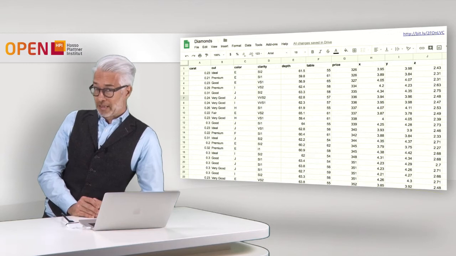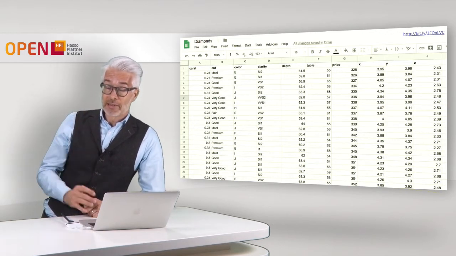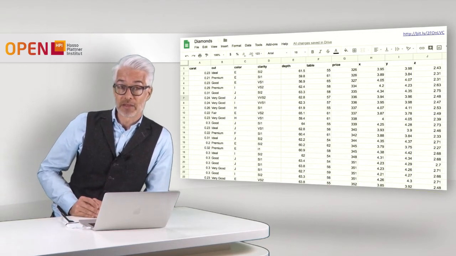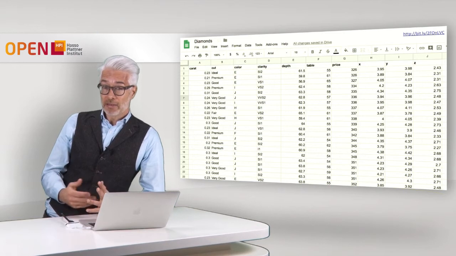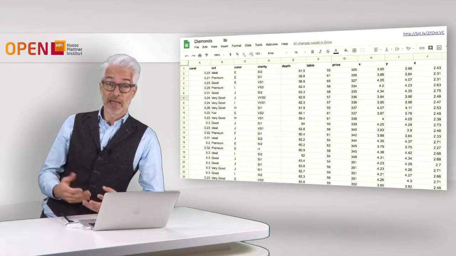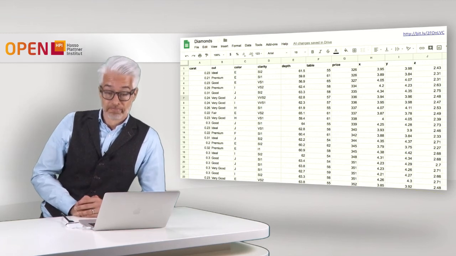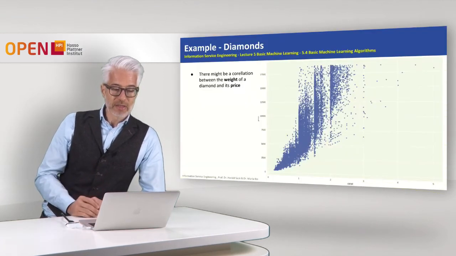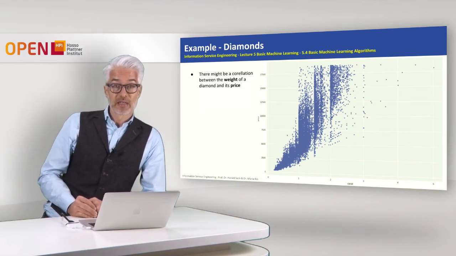Okay, and what we want to do is to predict the price of a diamond. And the easiest assumption is that there might be a relationship between the size or the weight of a diamond and, of course, its price. So let's have a look at that. There might be a correlation between the weight of a diamond and its price.